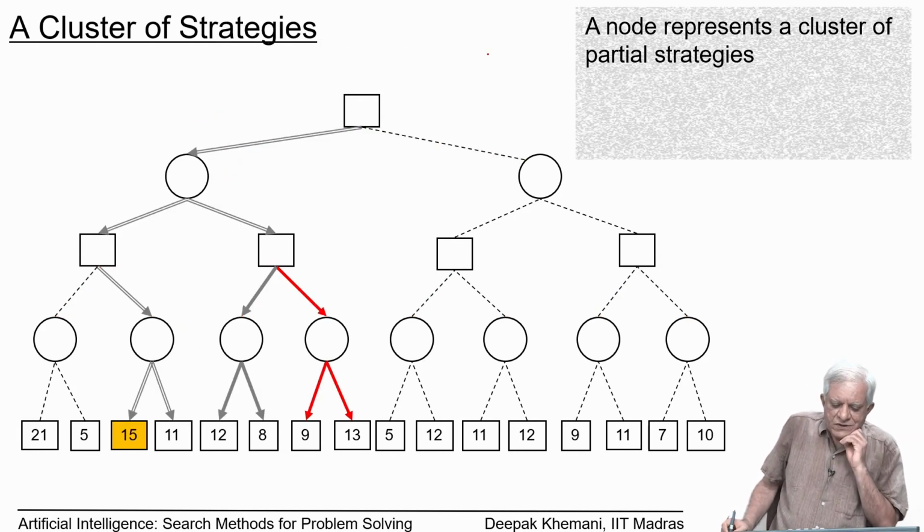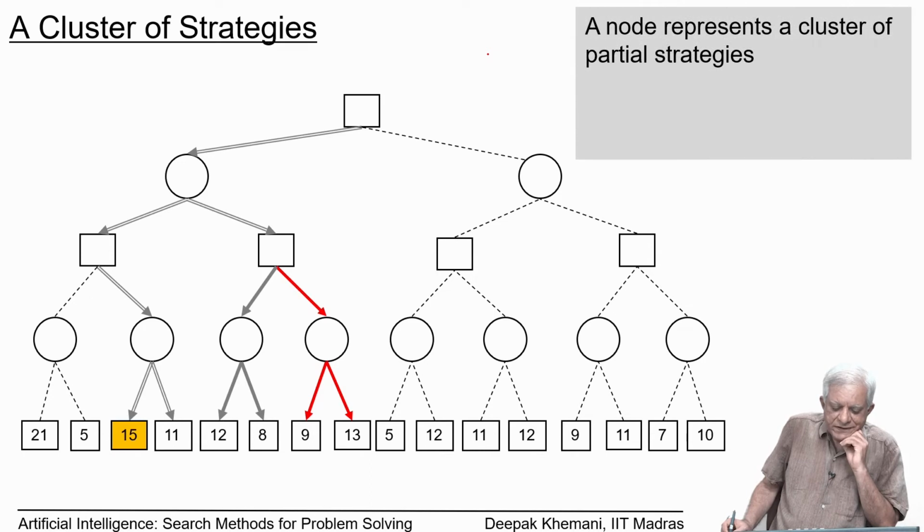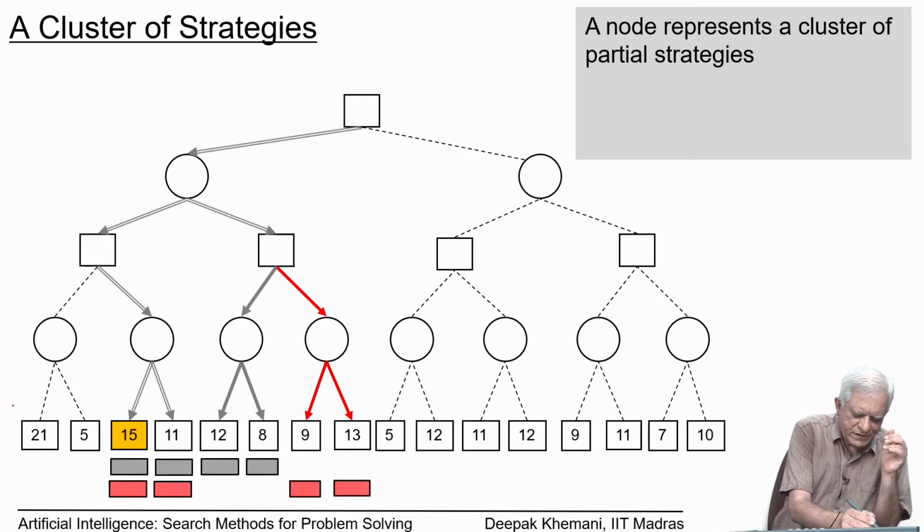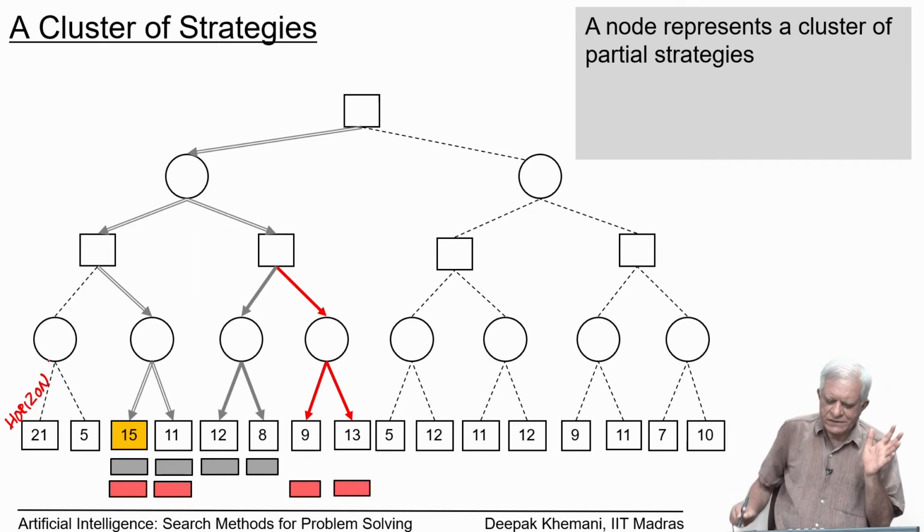Now, we have a notion of a cluster of strategies. If you take any node at the leaf level, any node on the horizon, remember that this level is the horizon. What do we mean by the horizon? That it is a terminal node beyond which we do not search, but instead we apply the evaluation function, and the numbers written in these squares at the bottom are the evaluation functions.